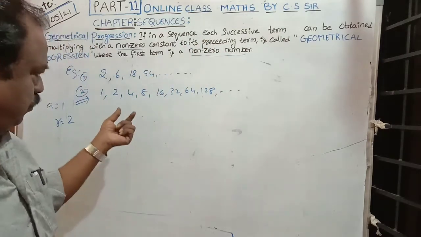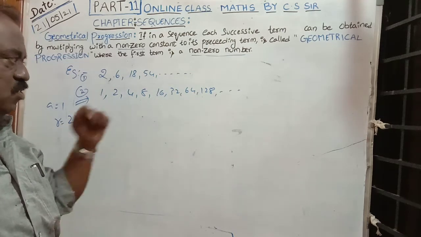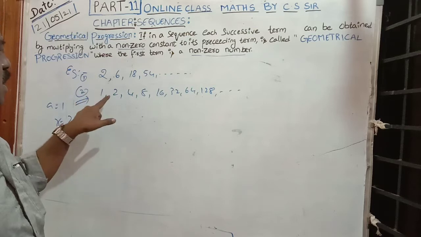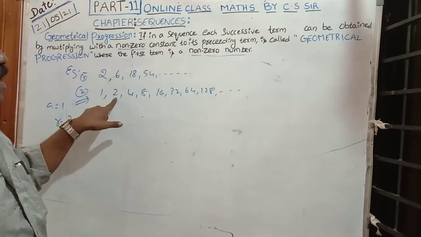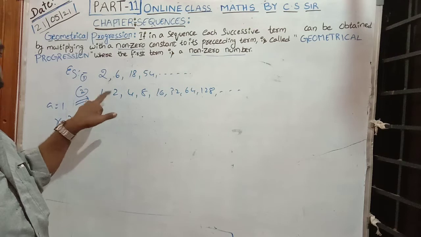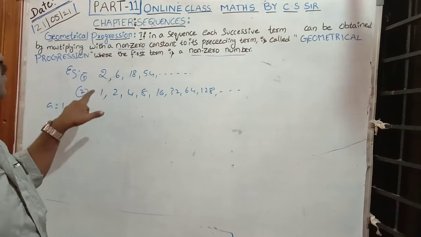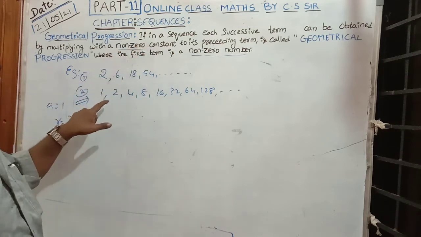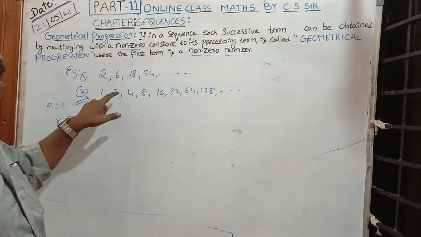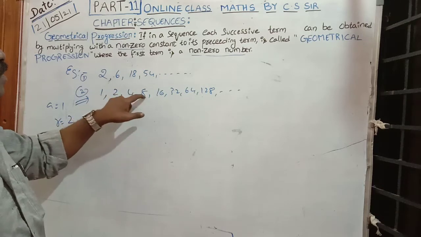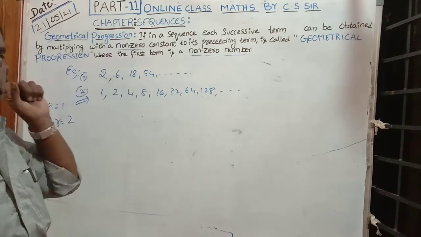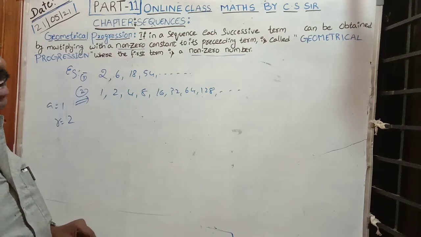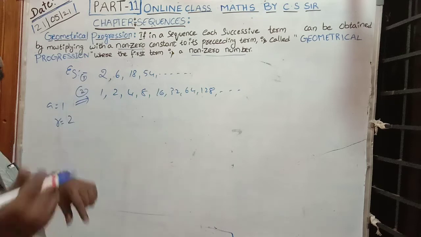It may be a finite or infinite series or sequence. Here, each term is obtained by multiplying the preceding term with a constant, constant 2 only. 2 into 1 is 2, again 2 into 2 is 4, again 2 into 4 is 8, again 2 into 8 is 16. Like that. This type of sequence is called a geometrical progression.